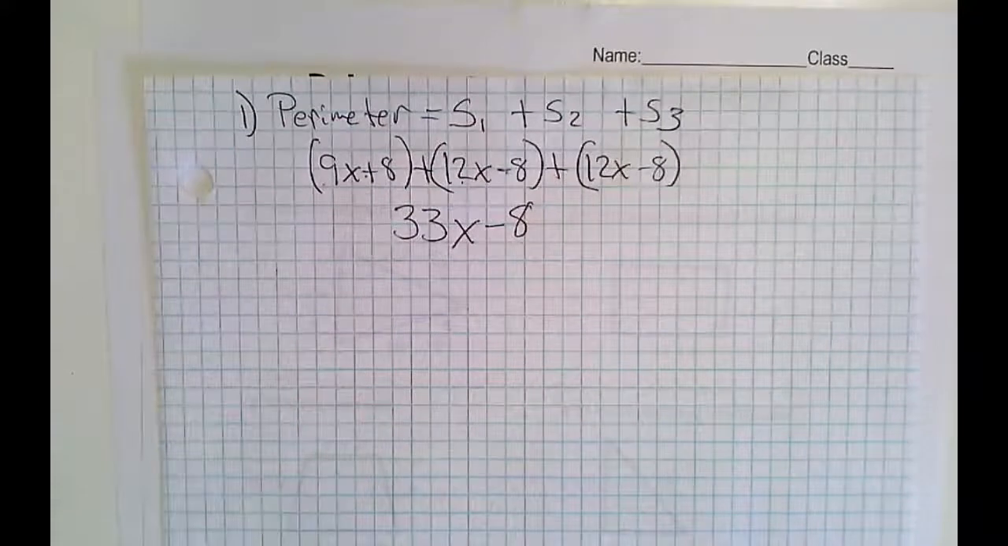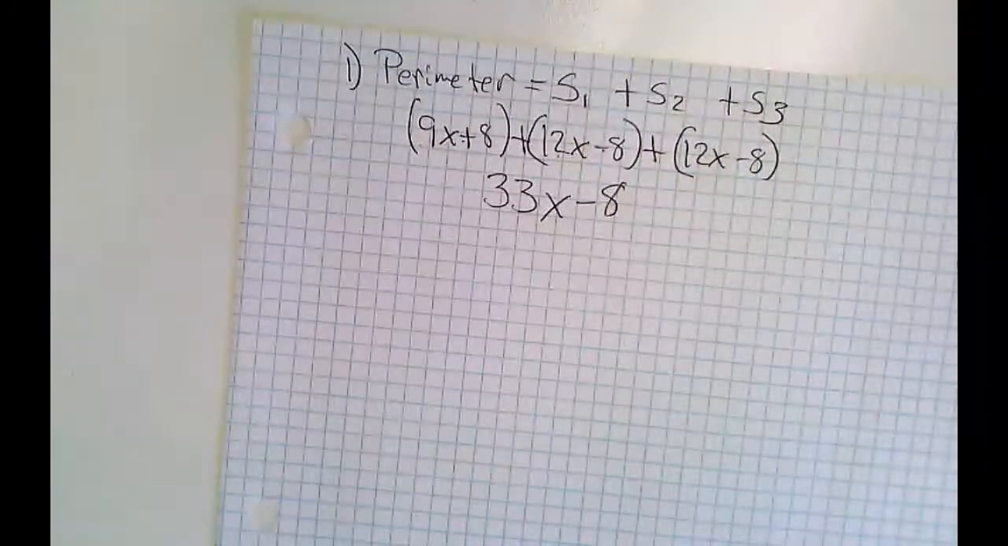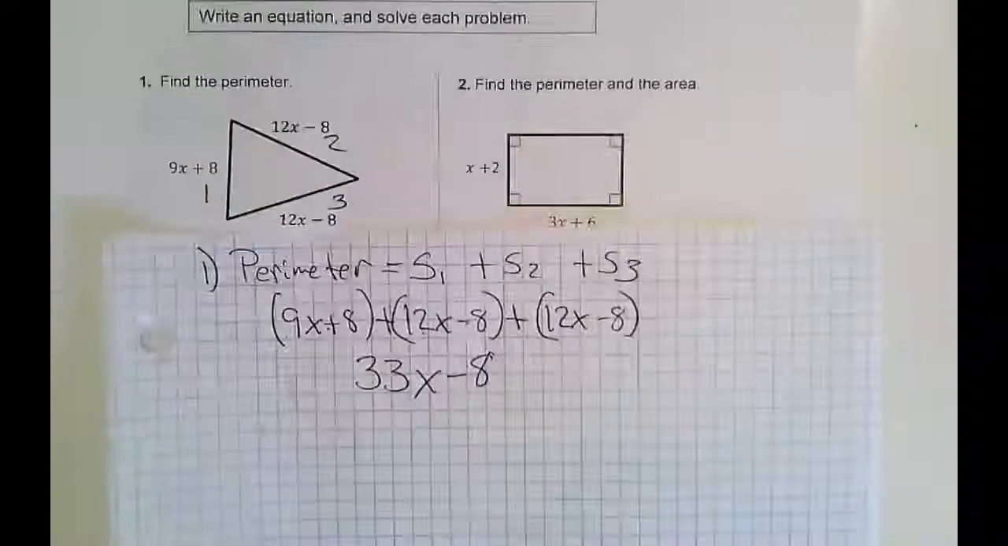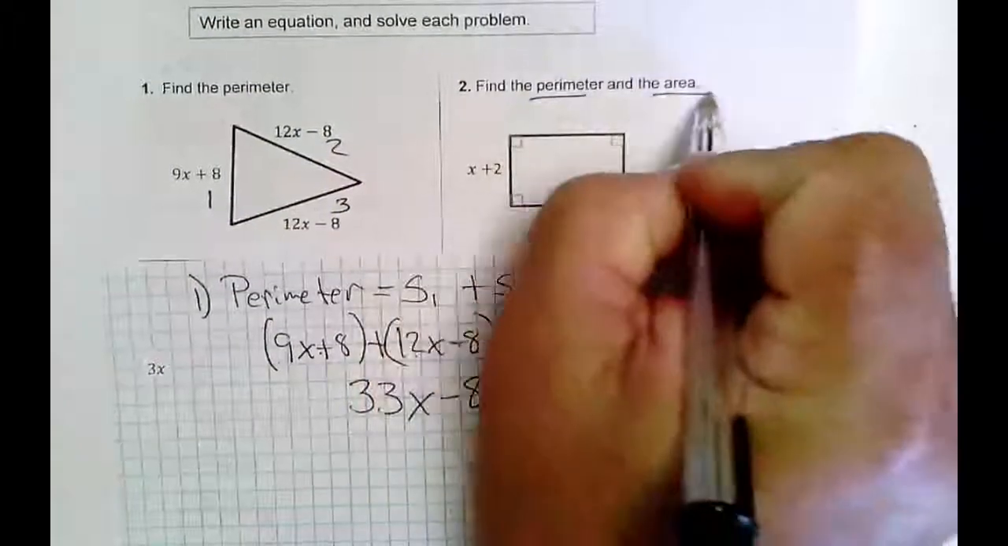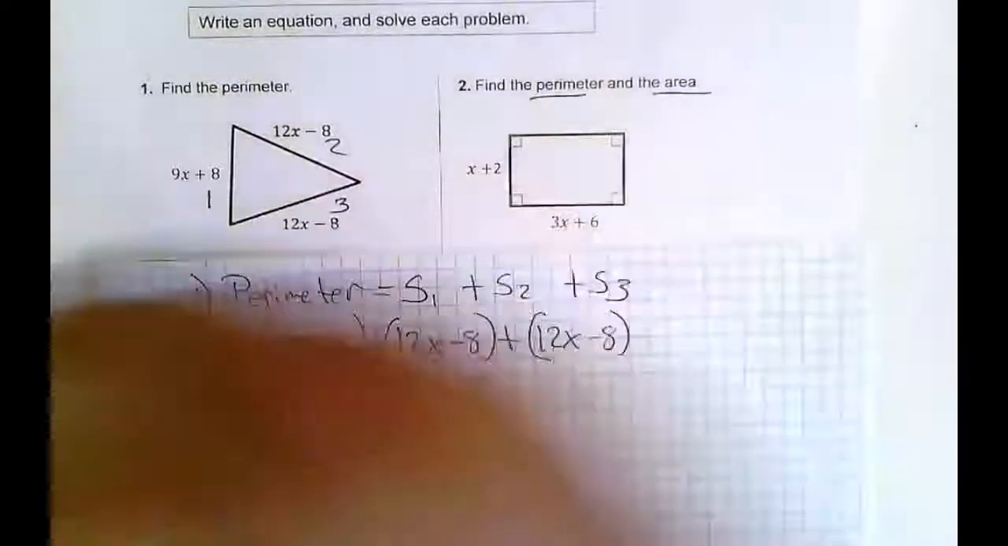Now obviously guys, we cannot go any farther because we don't know the value of x. Okay? So let's look at the next one that we're going to do. The next one we're going to do is number 2. And this is the same thing. This is finding the perimeter and the area of this rectangle.